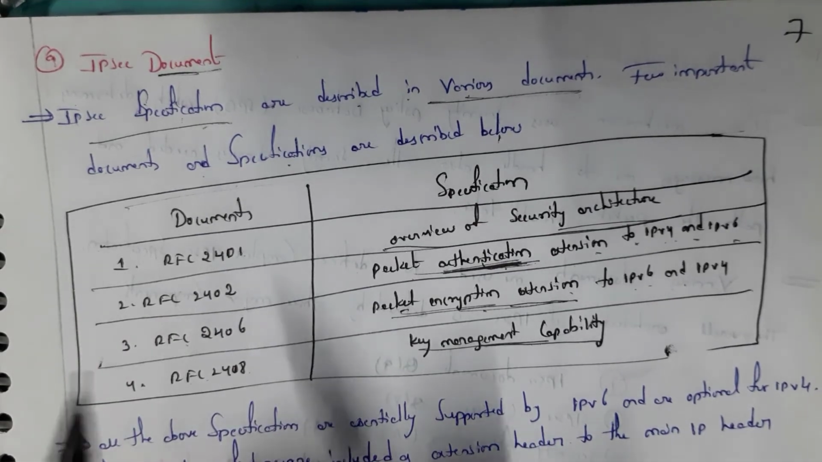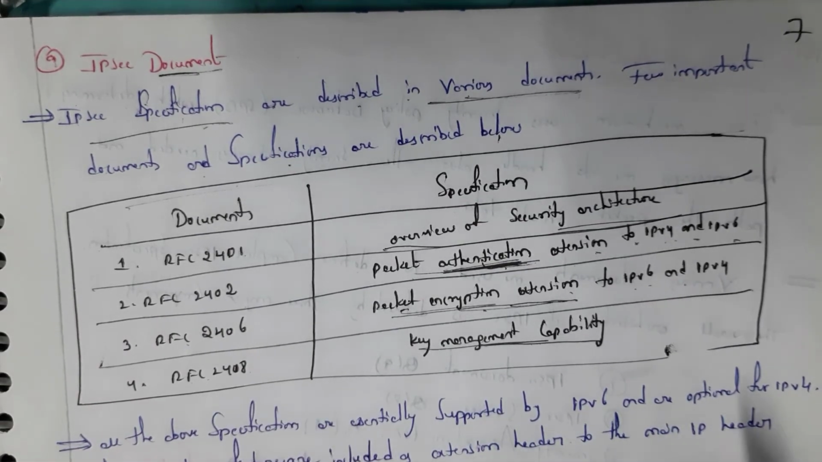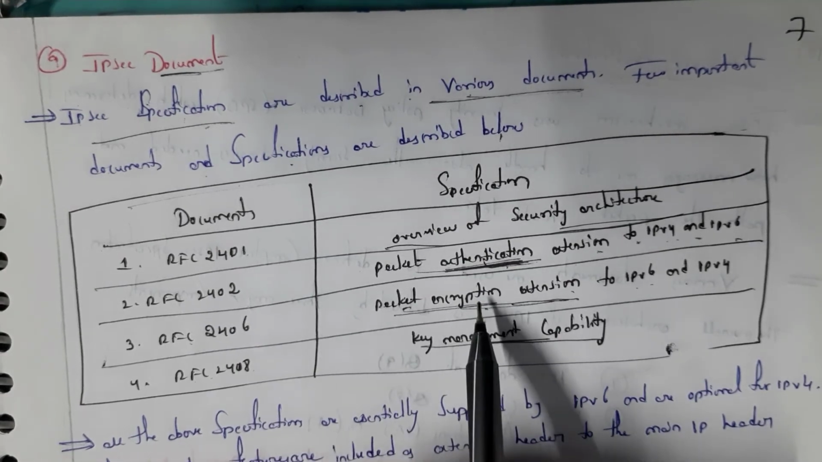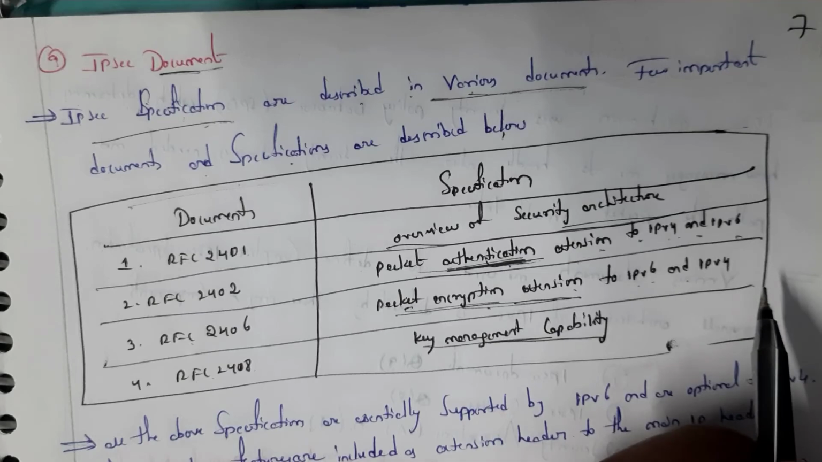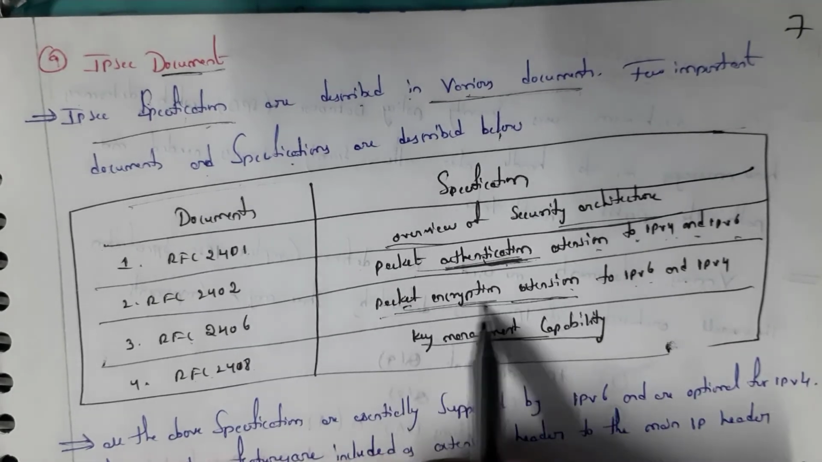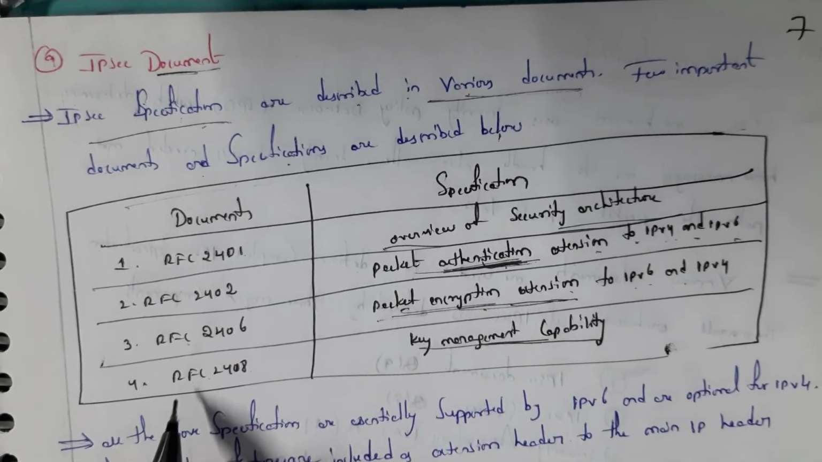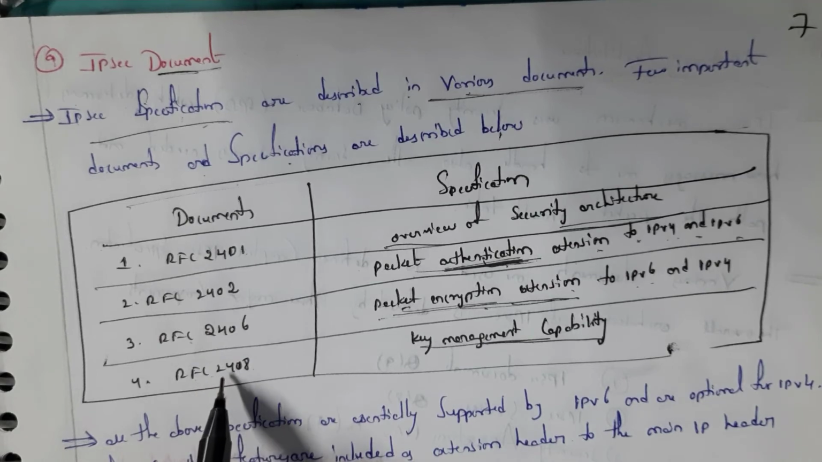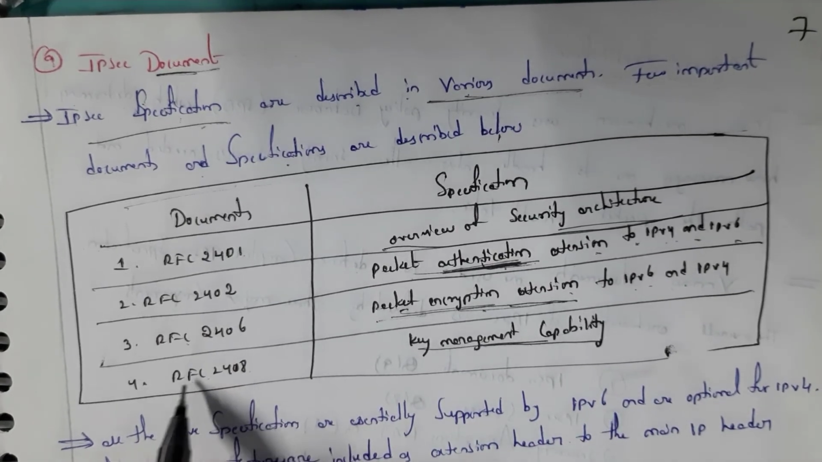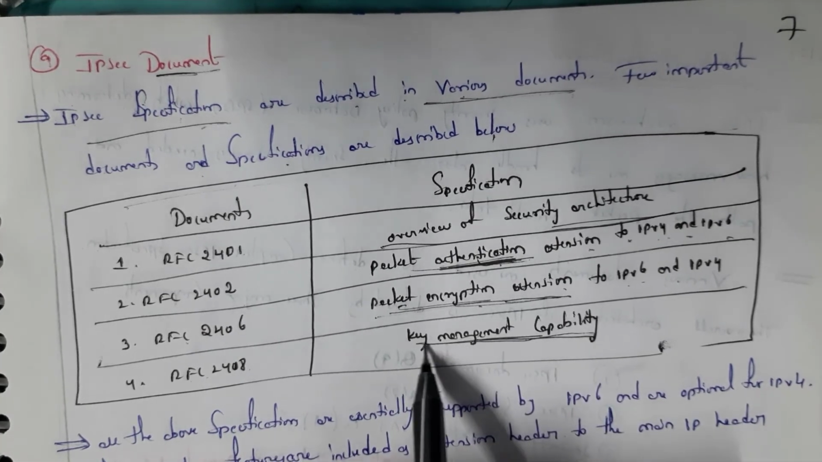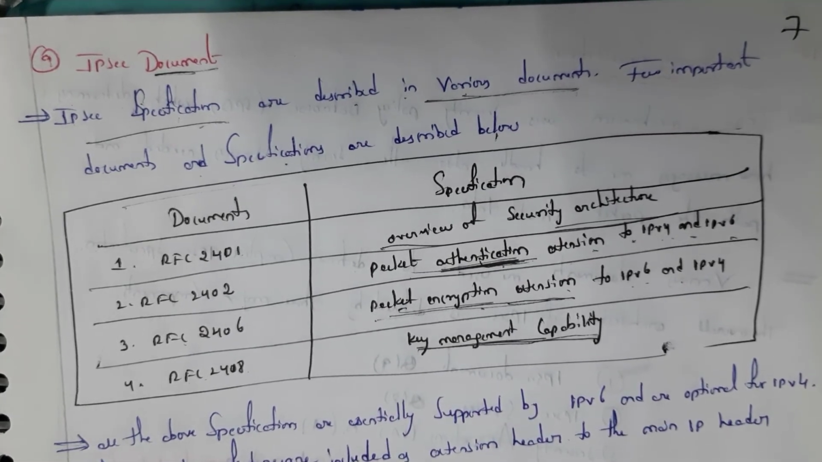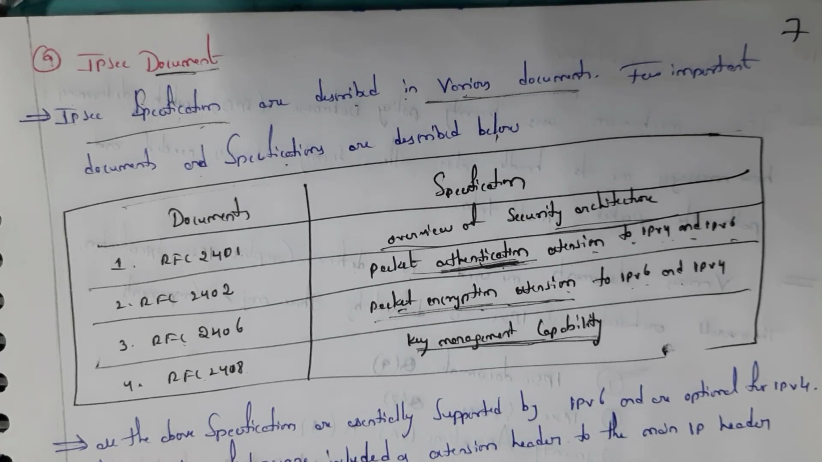And third one is the RFC 2406 document. The packet encryption extension to IPv6 and IPv4 is included in this document. And last one is RFC 2408. This document contains the key management capability. These are the 4 important documents which are used in IP security.